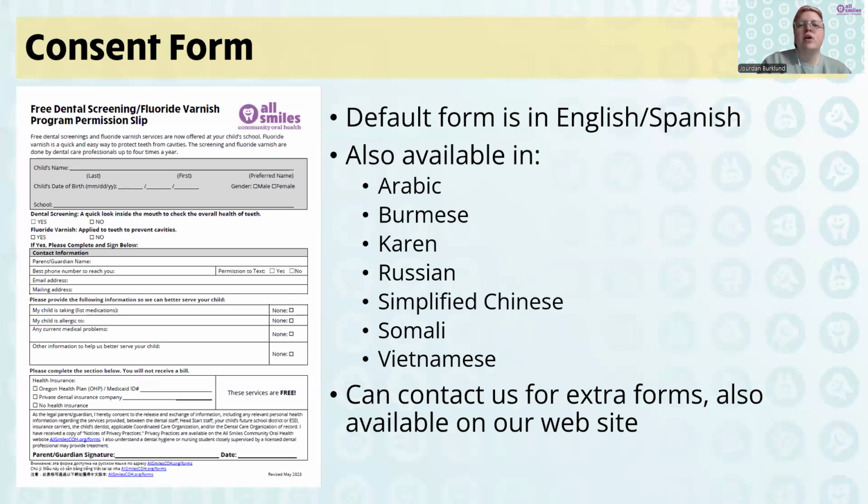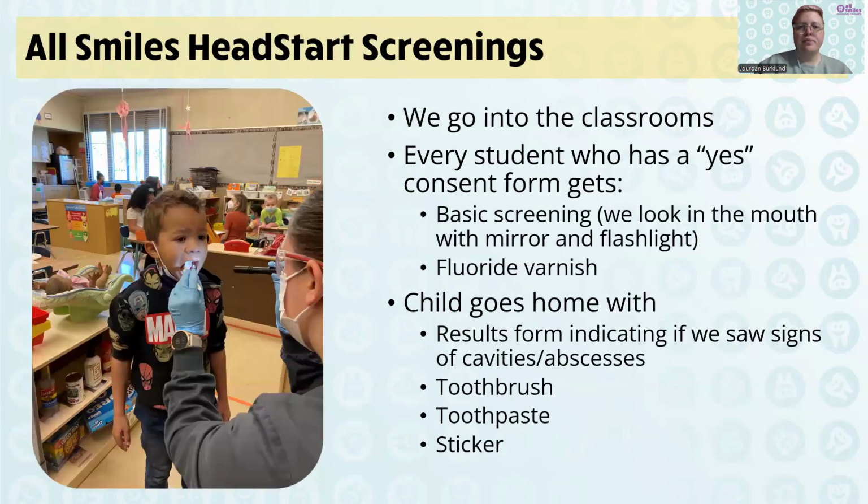So our consent forms, we have these on our website if you ever need to print any more out. Our default form is two-sided, one side in Spanish, the other in English. But we also have forms available in other languages such as Arabic or Russian, Somali. All of these are available on our website if you need to print them out prior to doing the screenings, if you know a family needs a certain language. But you can also contact us for extra forms as well. But our website's also there.